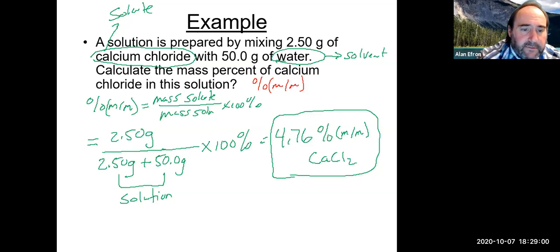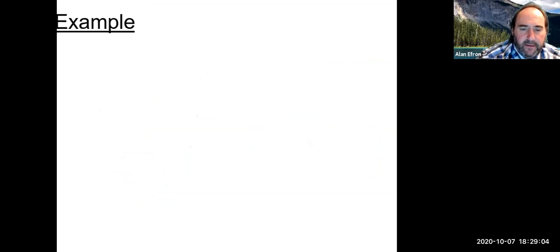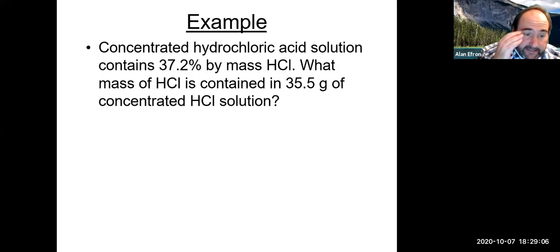Okay, so why don't you give the next one a go, see what you come up with. Concentrated hydrochloric acid is 37.2% by mass HCl. What mass of HCl is contained in 35.5 grams of the concentrated hydrochloric acid solution?